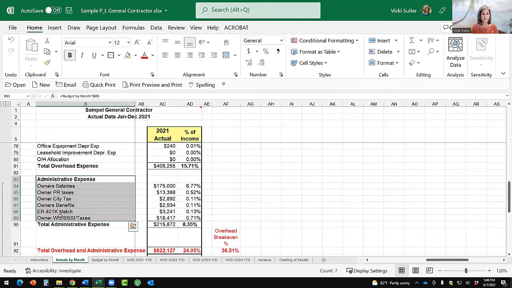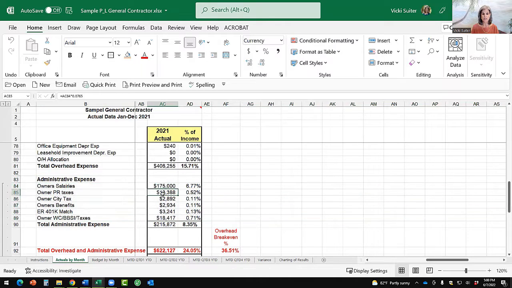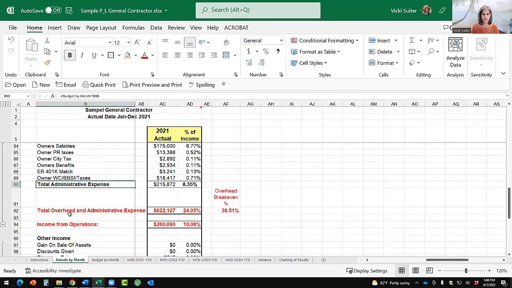Super important, okay? In this case, this company's owner takes a salary, and it's in there as part of their compensation. So then you have total overhead and administrative expenses, in this case, $622,000. Now, remember I said when you look at the profit and loss statement, there's a percentage on there. In this case, that $622,000 represents 24% of revenue. But that's not the overhead break-even percentage. The overhead percentage this company needs to mark up their bids just to make nothing on the bottom line is 36.51%.